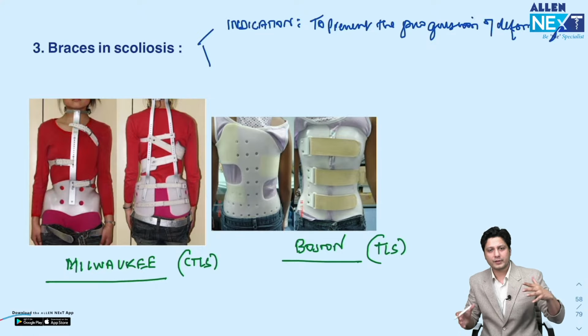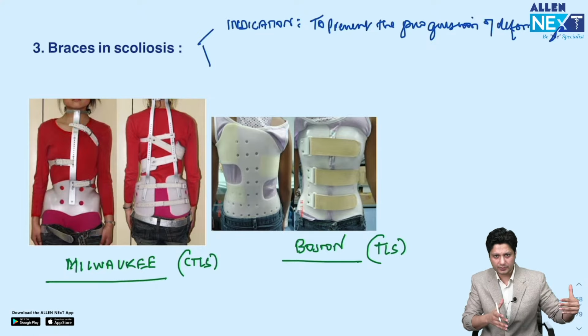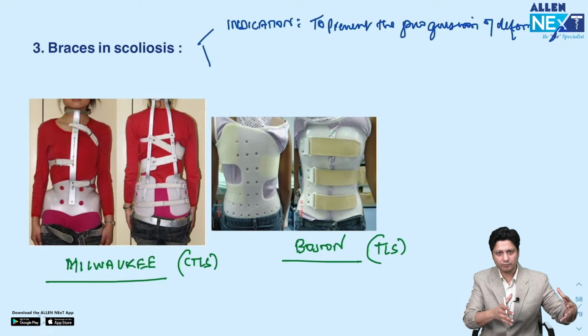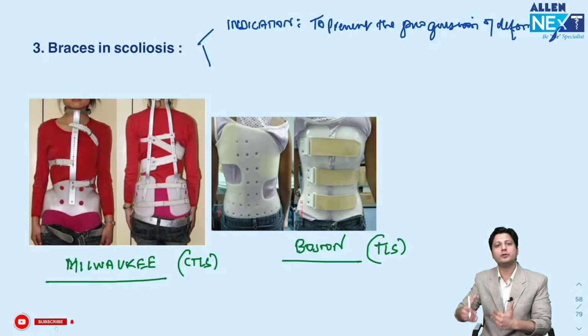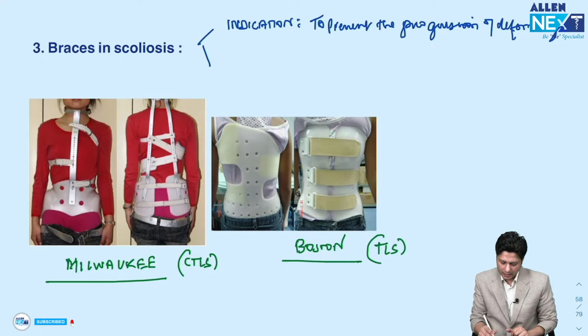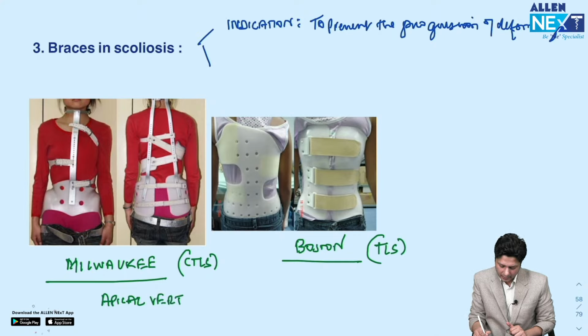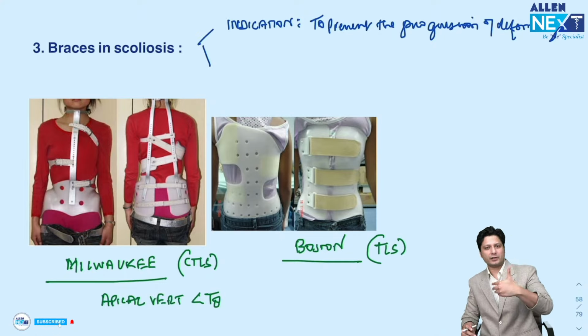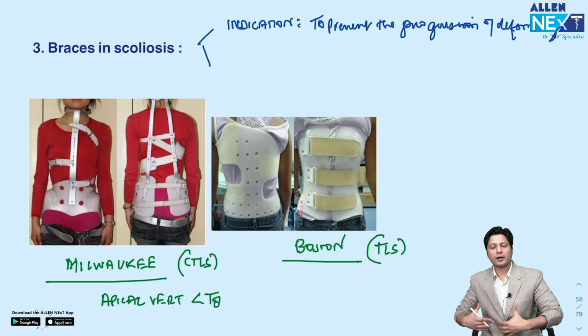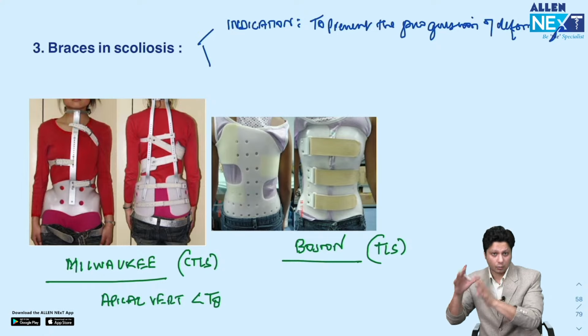Point number 2, then why are we using this? Or what is the indication where to use the Milwaukee and where to use the Boston brace? You see, if the apical vertebra, now you cannot say that we don't know about the apical vertebra, is T8 or above the level of T8, that means T7, T6, T4 or T8, in that case, cervical column immobilization is the requirement.